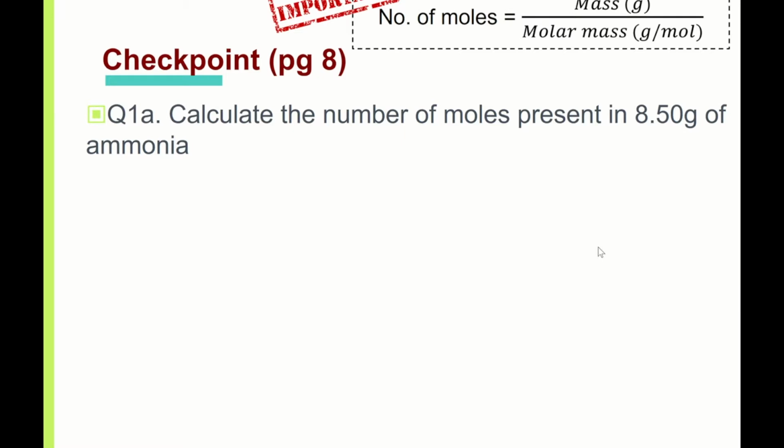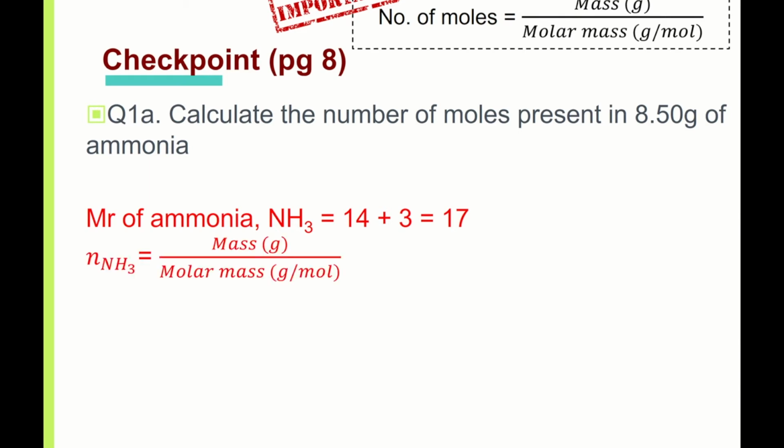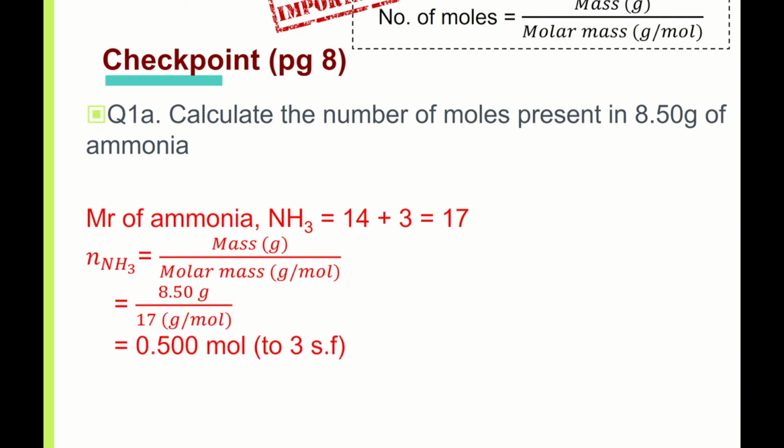In your notes, there are some questions for you to try out without looking at the answers. Try the questions yourself first, using this formula: mass over molar mass equals number of moles. So question 1a, you must know the formula. If you don't know the formula, you cannot calculate the molar mass. So molar mass will be 17 gram per mole, because molar mass is the same as your relative molecular mass. If you calculate 8.50 divided by 17, you'll get 0.5. Leave your answers in 3SF. I repeat, leave your answers in 3SF.